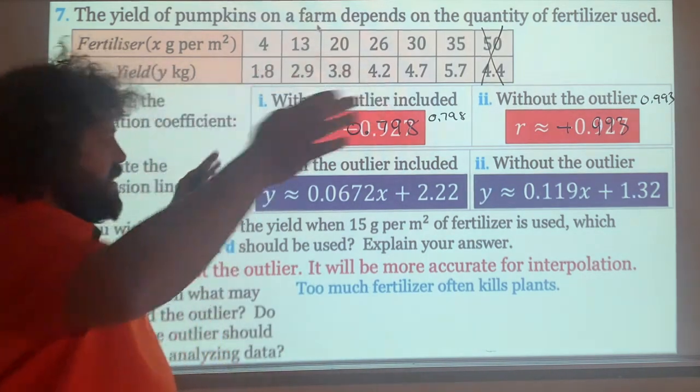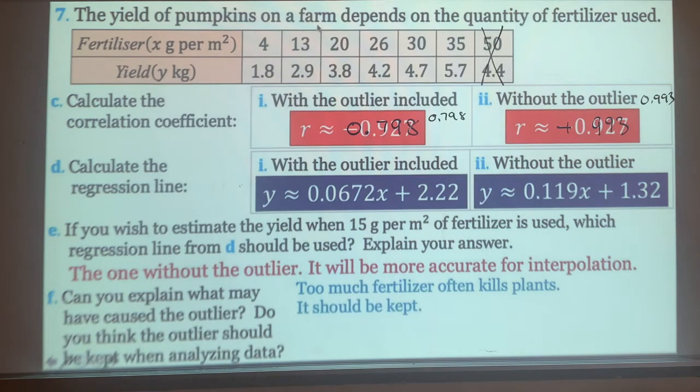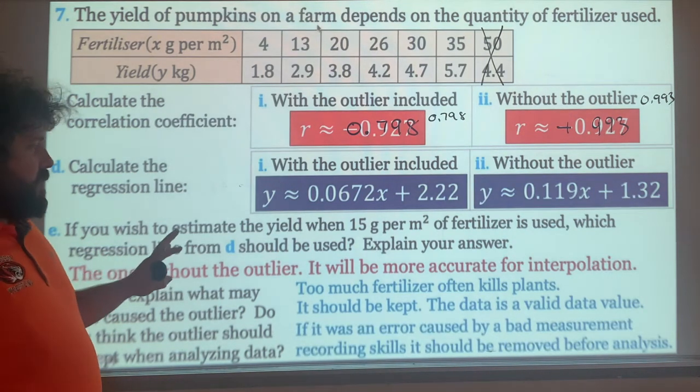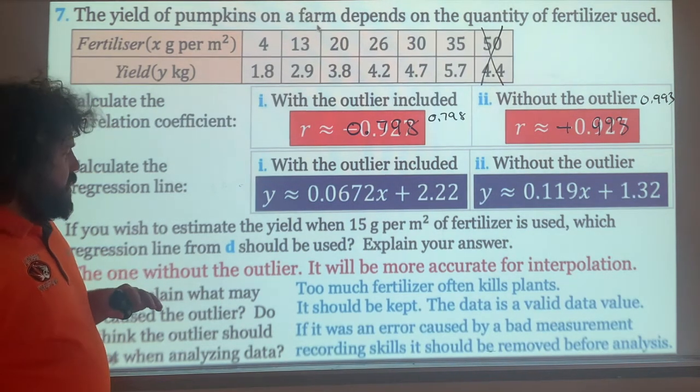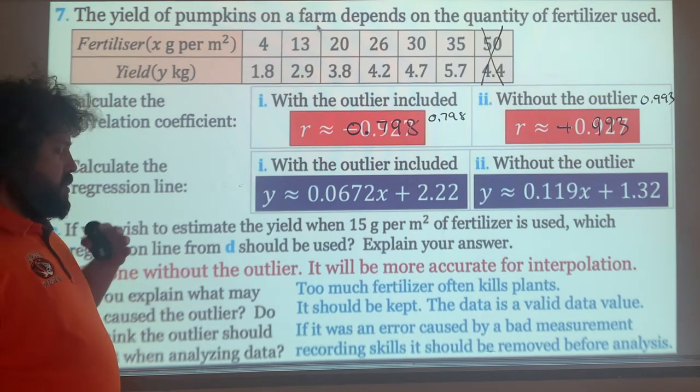We only want the data in the area that is set up. So it should be kept. The data is valid. The data is a valid data value. It is true. However, if it was an error caused by bad measurement or recording skills, it should be removed.